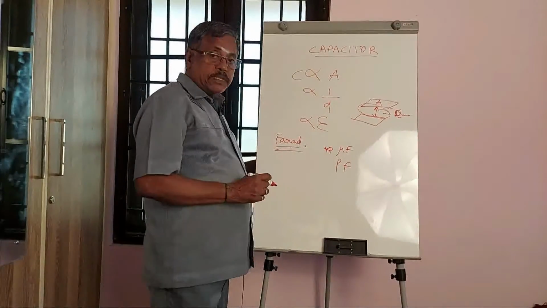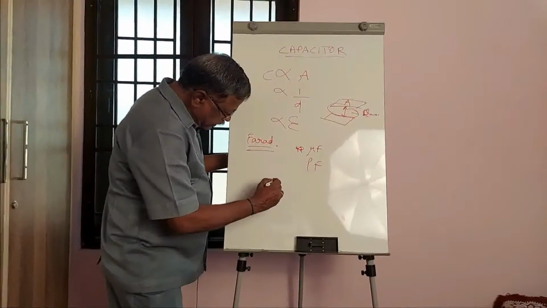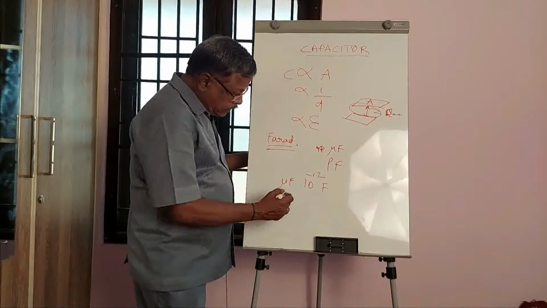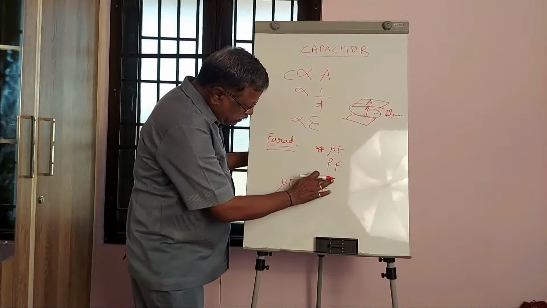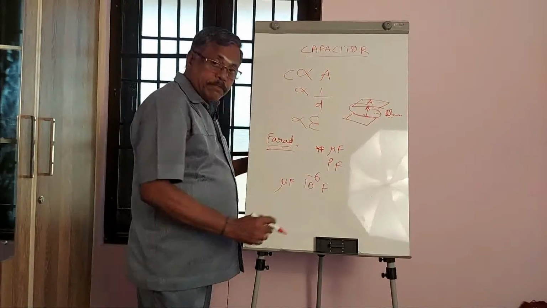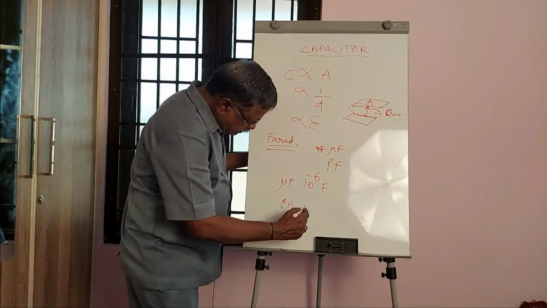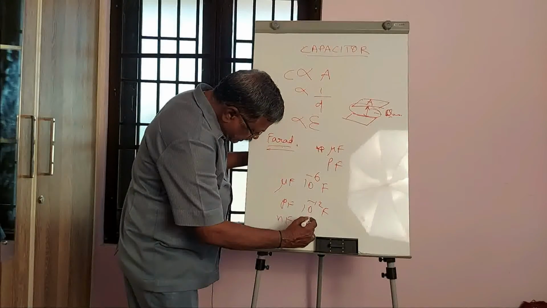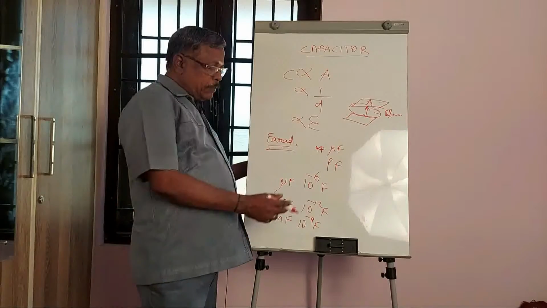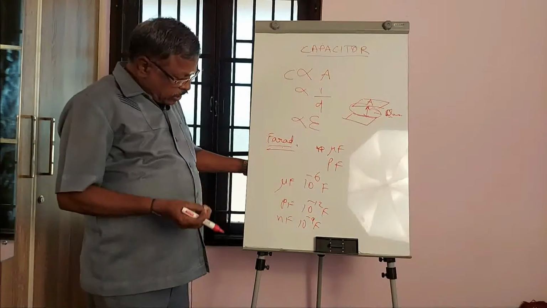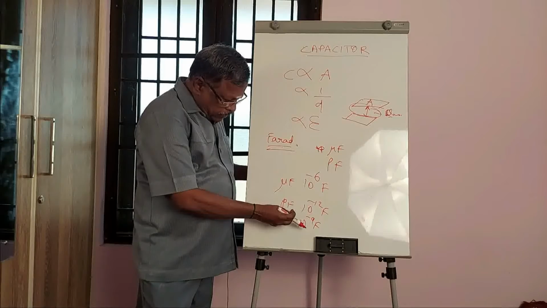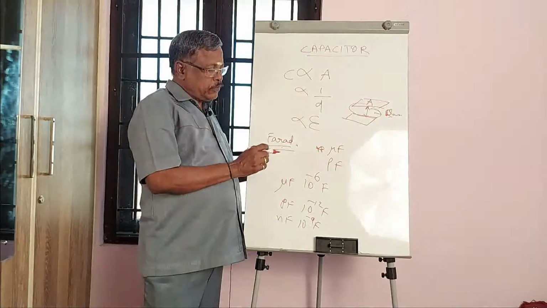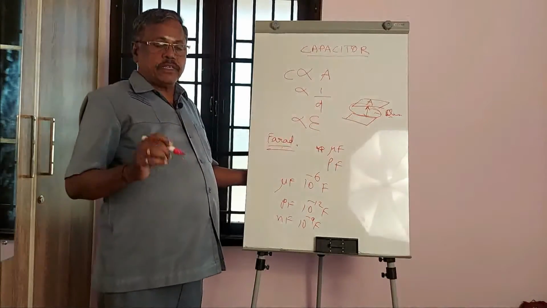Therefore, the minimum capacitors available are in picofarad, that is 10 power minus 12 of a farad, and then microfarad is 10 power minus 6, like that. Nanofarad is 10 power minus 9 farad. Like that, you will be able to create capacitors from picofarad to nanofarad to microfarad to farad. Accordingly, you have to design your electrical circuits.